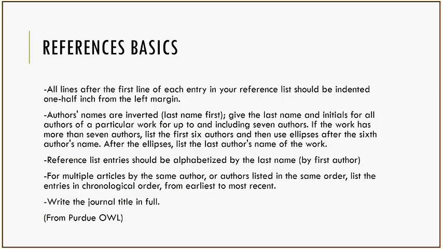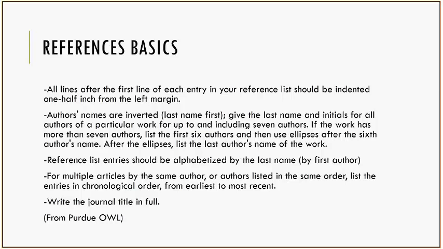If there's more than that, list the first 6 authors, and then you can use an ellipsis after the 6th author's name. And then after the ellipsis, list the last author's name. Let's say there's 15 people who wrote this. You don't need to write all 15, just those first 6, and then the last person. Reference list entries should be alphabetical.